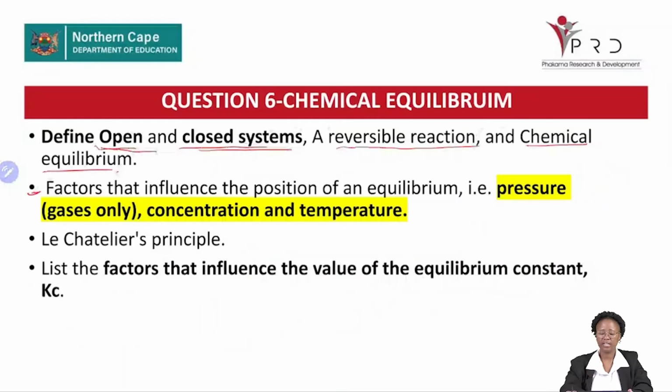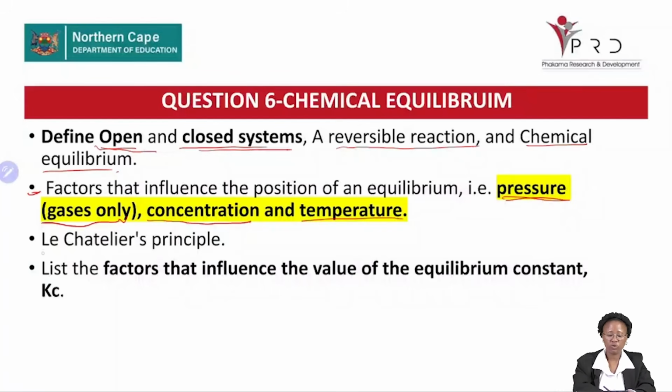In rate of reaction, there are 5 factors, but in chemical equilibrium, there are only 3 factors that are affecting chemical equilibrium, which is pressure. In terms of pressure, we are only looking at the pressure of the gases, and then we are looking at concentration as well as temperature. Again, it's either you are increasing or decreasing temperature, increasing or decreasing concentration, and increasing or decreasing what? The pressure. It is very important to remember that, right?